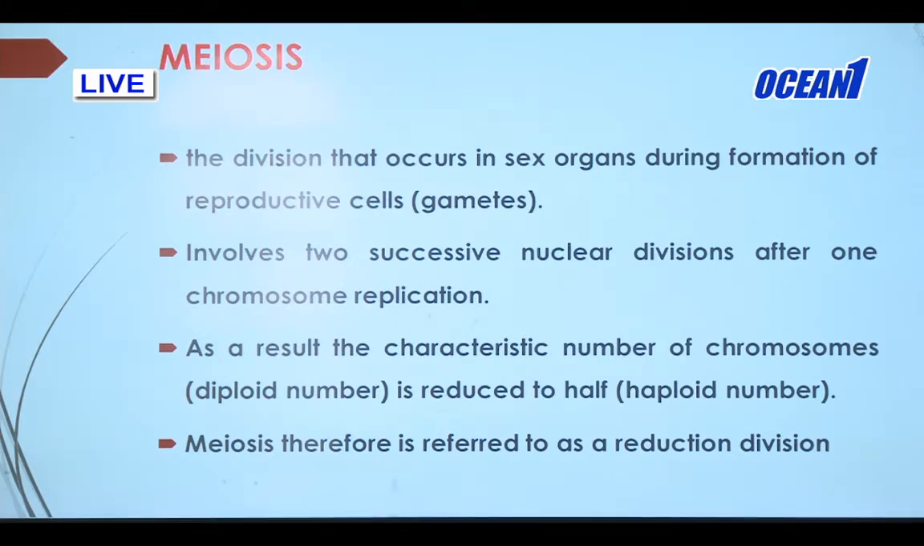Now it involves two successive nuclear divisions from one chromosome replication. When we look at meiosis in general, we are saying that it involves two successive nuclear divisions. You realize that in mitosis we came across only one nuclear division, but in meiosis we are coming across two nuclear divisions. We'll come and talk more about that. As a result, the characteristic number of the chromosomes is reduced to half.